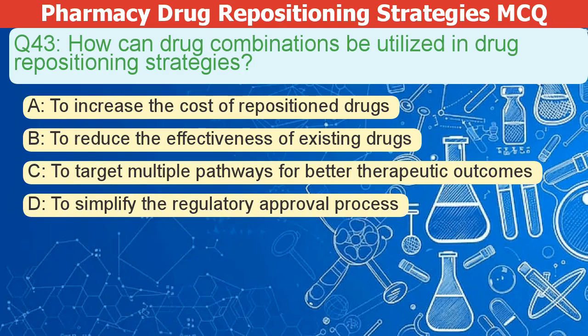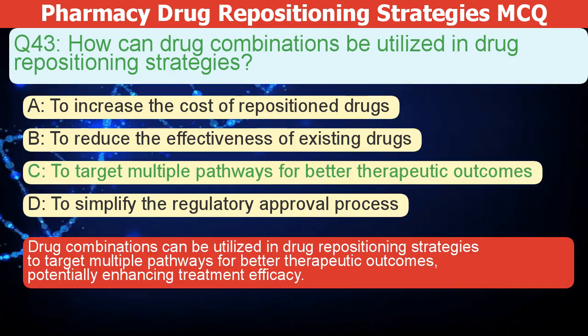How can drug combinations be utilized in drug repositioning strategies? A. To increase the cost of repositioned drugs. B. To reduce the effectiveness of existing drugs. C. To target multiple pathways for better therapeutic outcomes. D. To simplify the regulatory approval process. The correct answer is C. Drug combinations can be utilized in drug repositioning strategies to target multiple pathways for better therapeutic outcomes, potentially enhancing treatment efficacy.